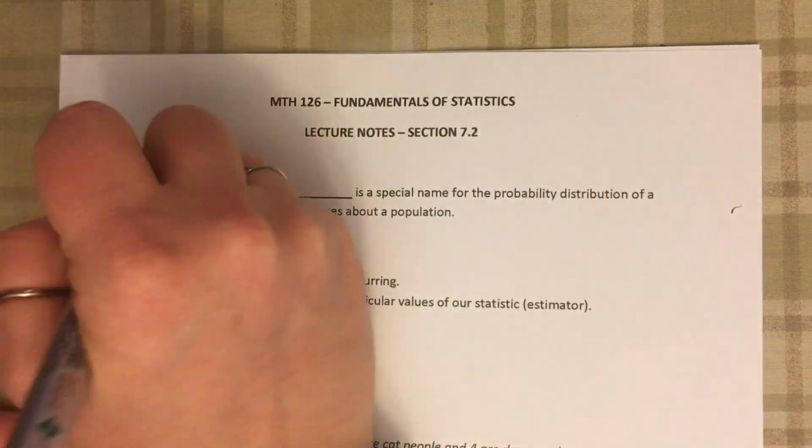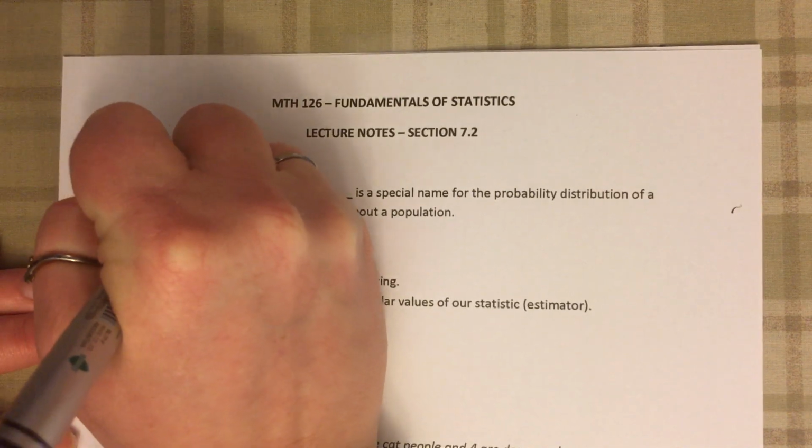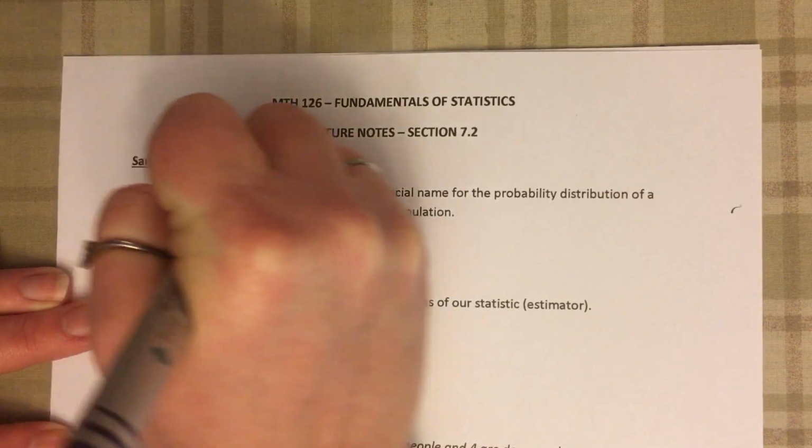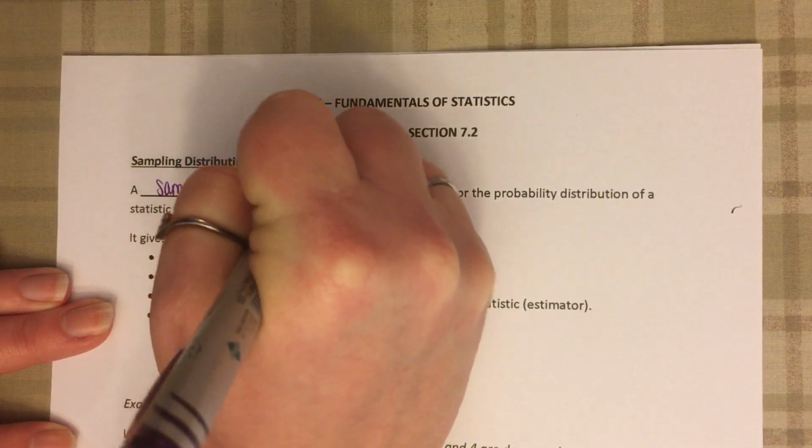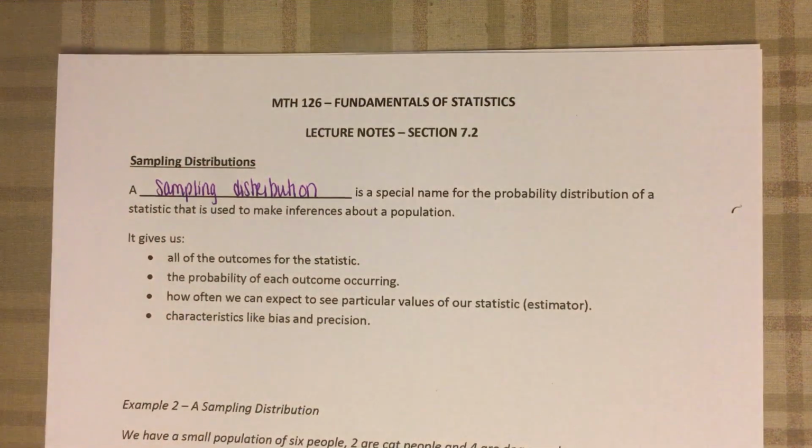Right, a sampling distribution is a special name for a probability distribution of a statistic. It's used to make inferences about a population. Sampling distributions give us a lot of different information.